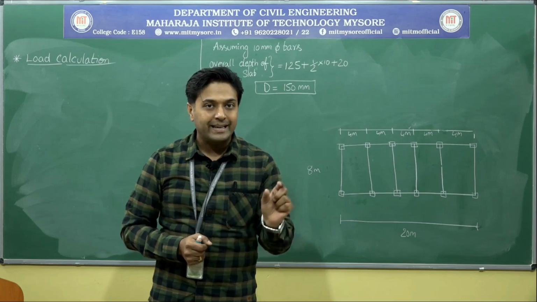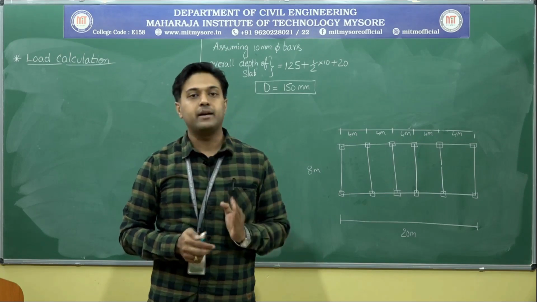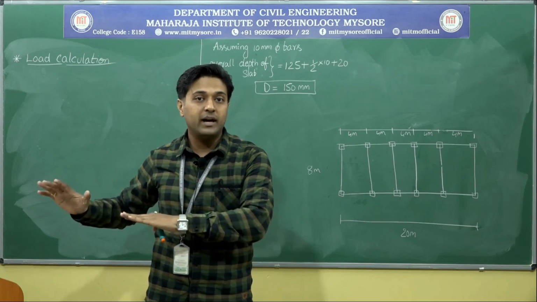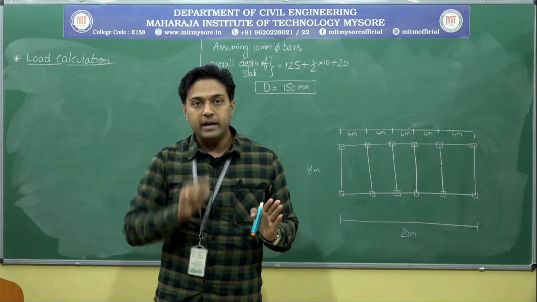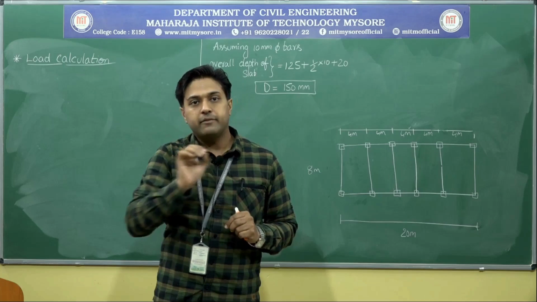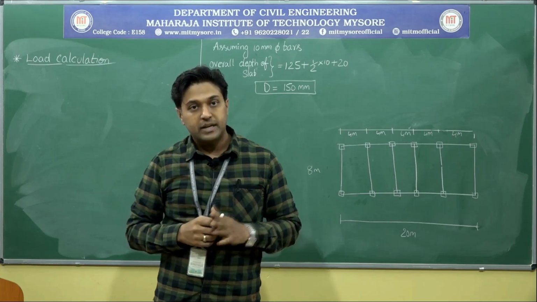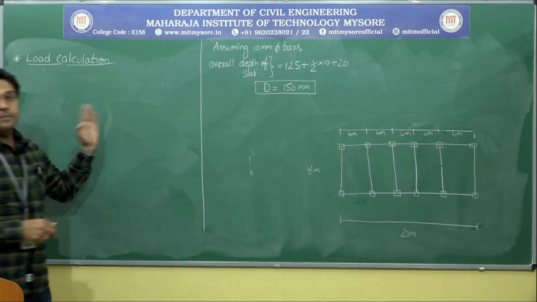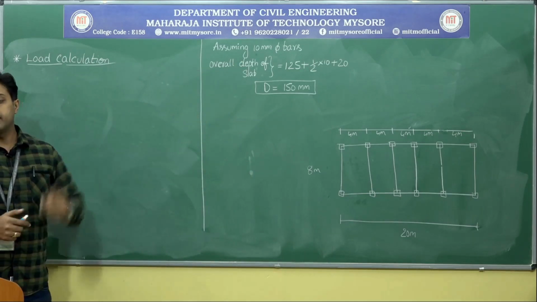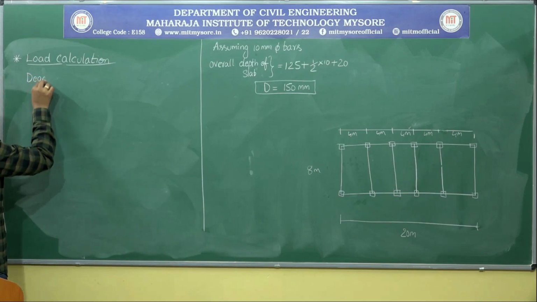We need to calculate the dead load separately. We need to calculate the live load separately because the code gives separate formulas for dead load and for live load, especially for a one-way continuous slab. So let me calculate the dead load that is coming on the slab.